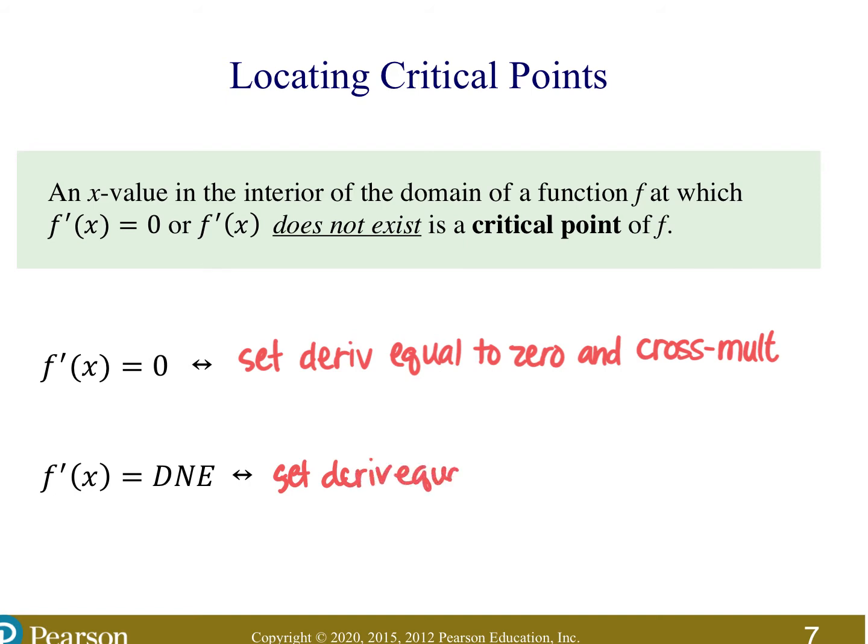Or you can set the derivative equal to 1 over 0. That's undefined. Remember, 1 over 0 is undefined. And then cross multiply. That would also work to find you the extreme values. So remember, you either have endpoints or you do one of these two things. You set your derivative equal to 0 or you set your derivative equal to undefined. That's how you find them without looking at a graph.